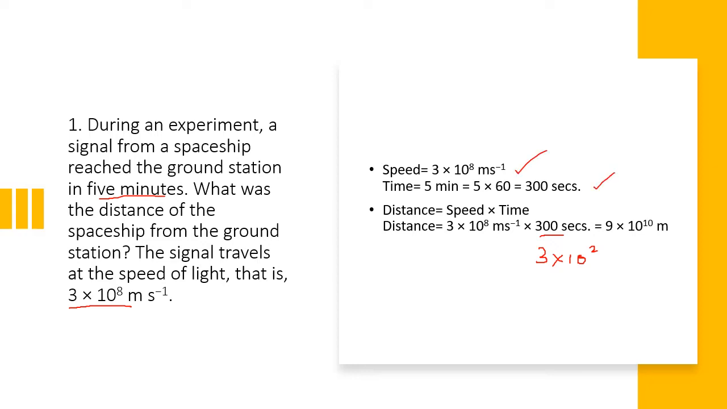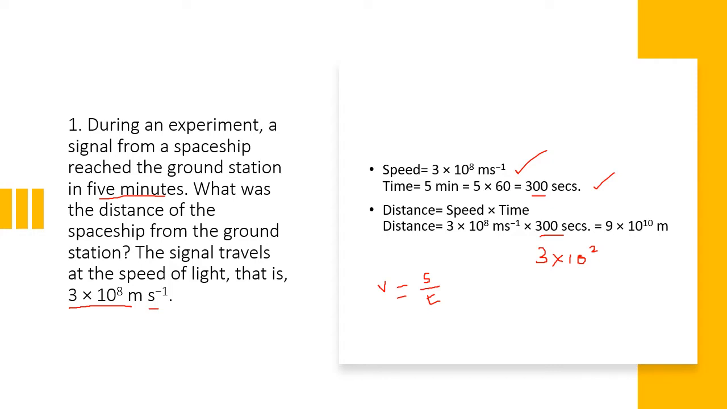Time is 5 minutes, so you should convert it into seconds. Why? Because speed is given in terms of meter per second, right? So 5 into 60, to convert minutes into seconds you should multiply by 60, which gives 300 seconds. Then, what is the formula? Speed is equal to distance divided by time. Speed is denoted by v. So speed equal to s divided by t.